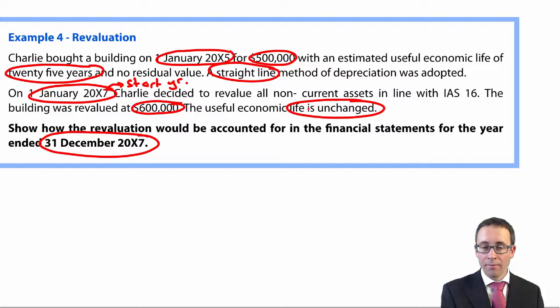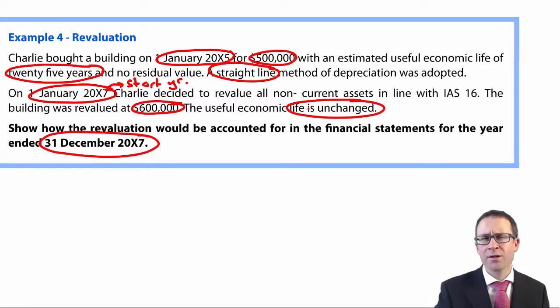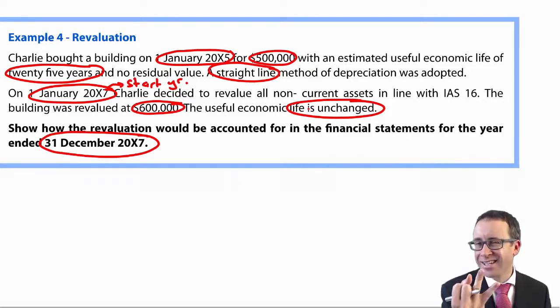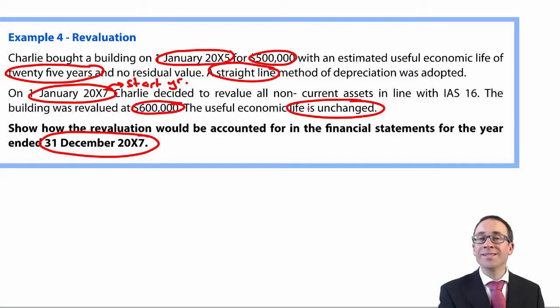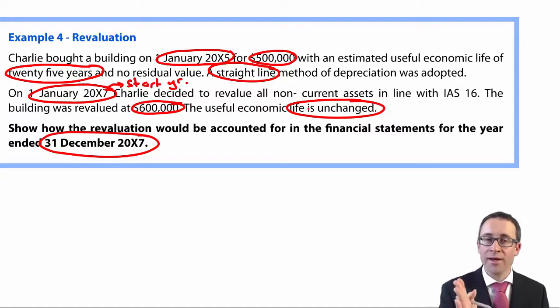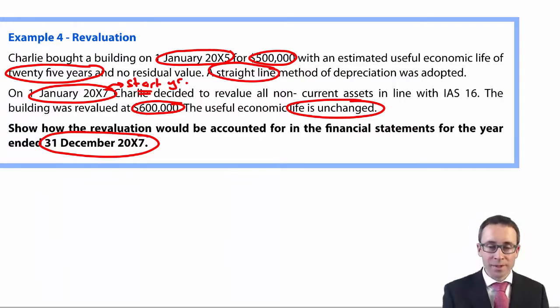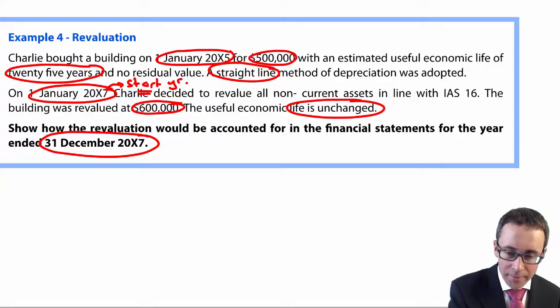Well, it was 25 years originally. Be careful, it was revalued at the start of the year. So at the start of the year, you're looking at X5 and X6. Only 2 years have gone, so there are 23 years remaining. By the end of this year, 3 years will have gone, but the revaluation, the key bit, took place at the start.